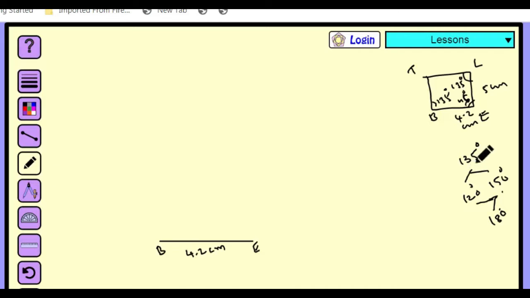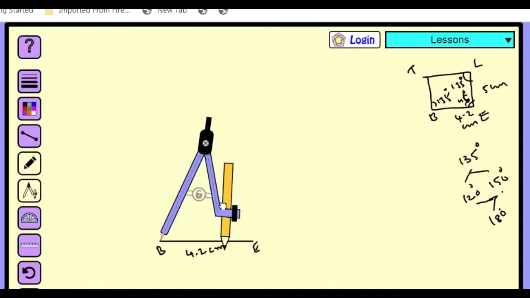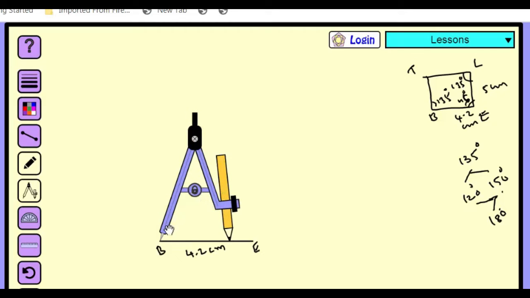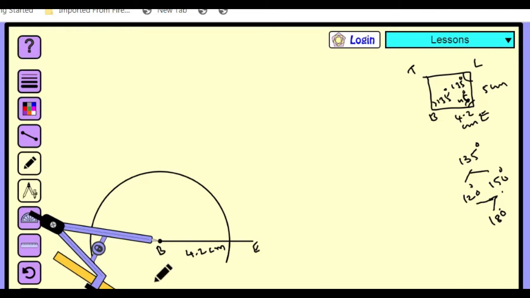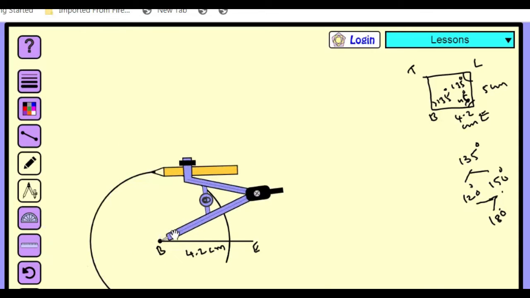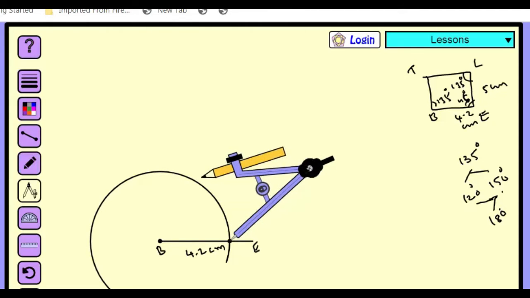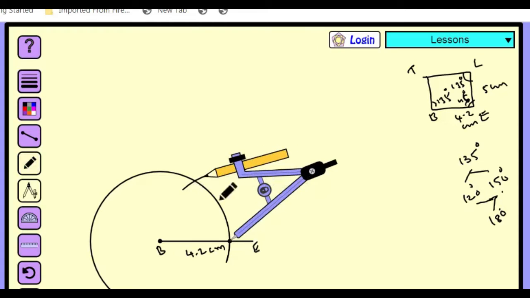So for that you should take the compass and take the compass radius as more than half of the length of B to E. Now with B at the center, draw an arc. Now already we know how to draw this arc. Now with the center at this place, draw an arc which cuts the previous arc. Now we know this point indicates 60 degrees.